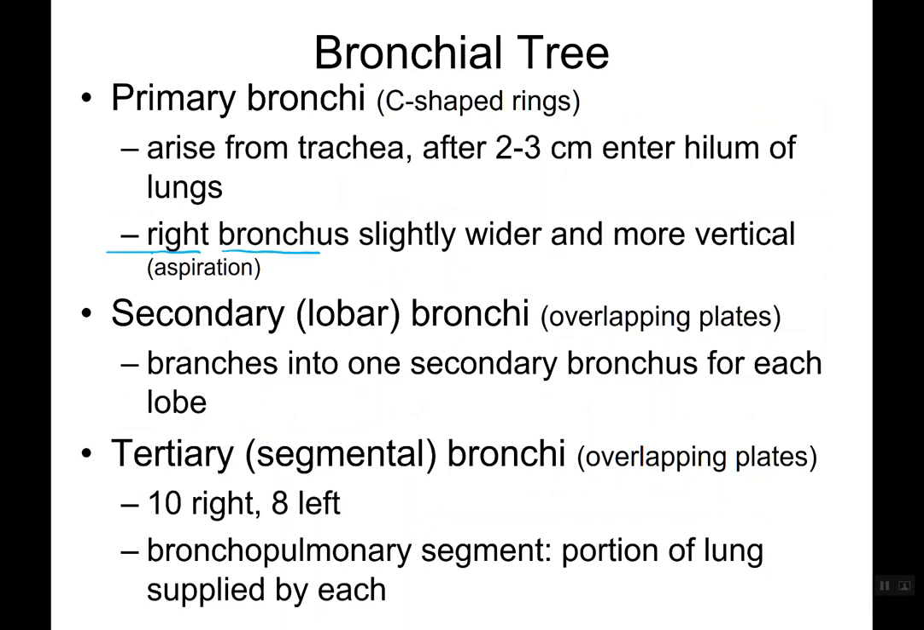The secondary or lobar bronchi have not C-shaped rings, but rather overlapping plates. So these kind of look like this. A plate of cartilage, and maybe there's another one over here. So it's not a C shape, but rather just some plates. These branch into one secondary bronchus for each lobe of the lung. A lobe is a histologically and anatomically discrete area of the lung. So let's say you need to get an area of your lung removed, they can't just lop off a piece of it because that would leave a bunch of alveoli exposed to the air. So instead they have to go in and do a lobectomy where they take out an entire lobe of the lung.